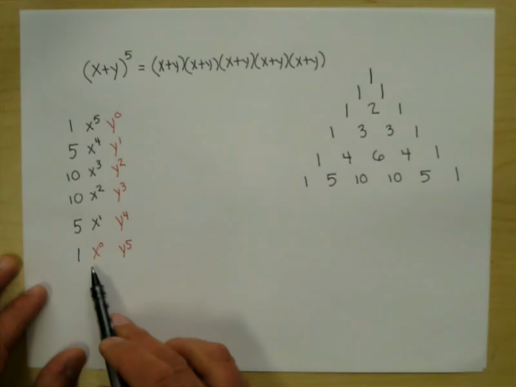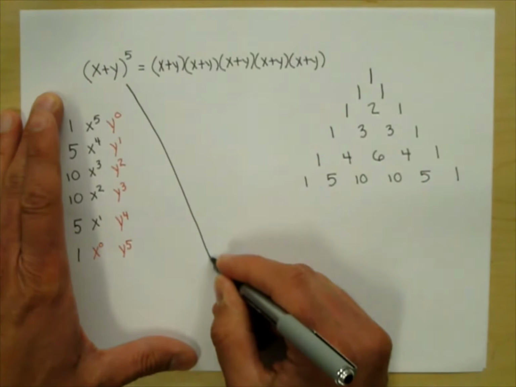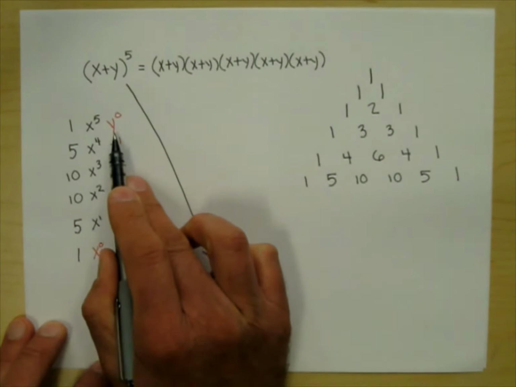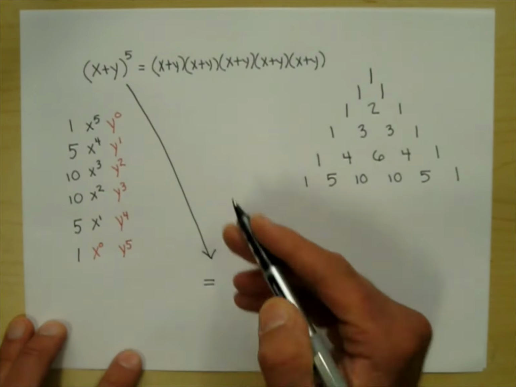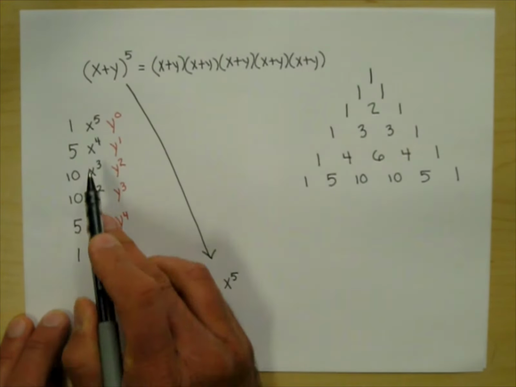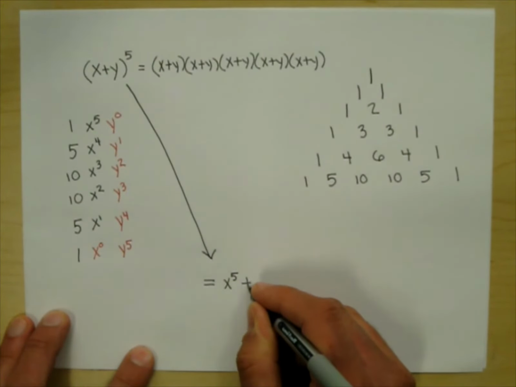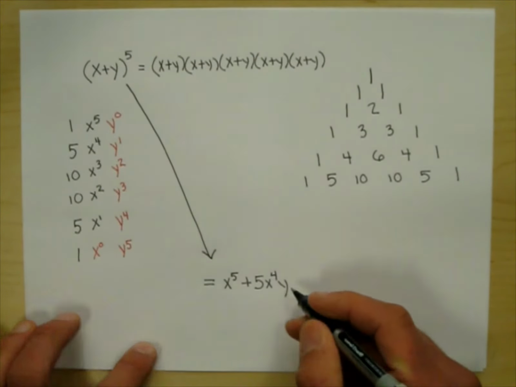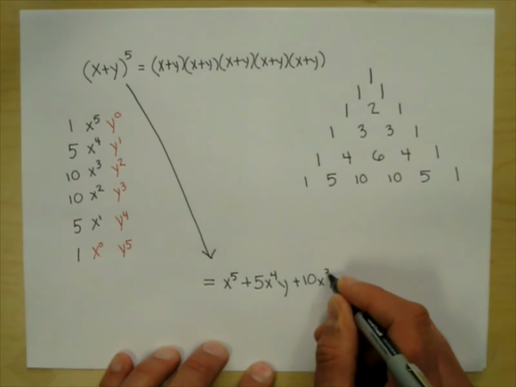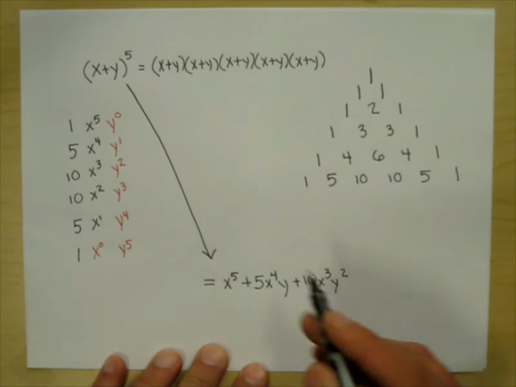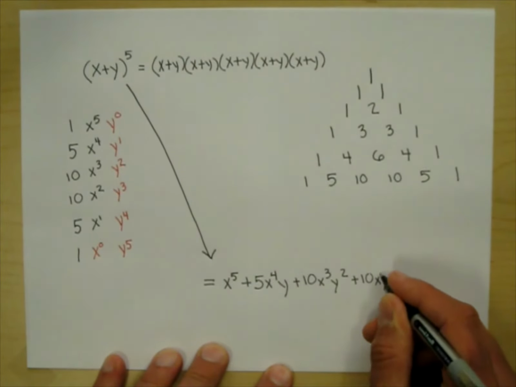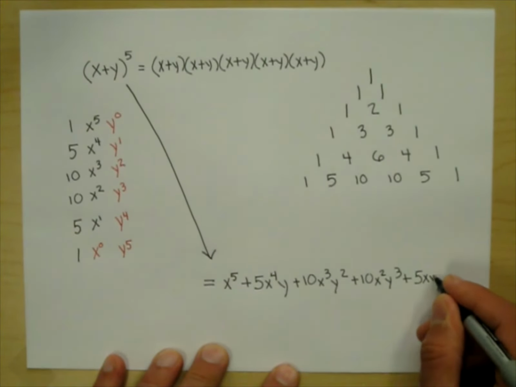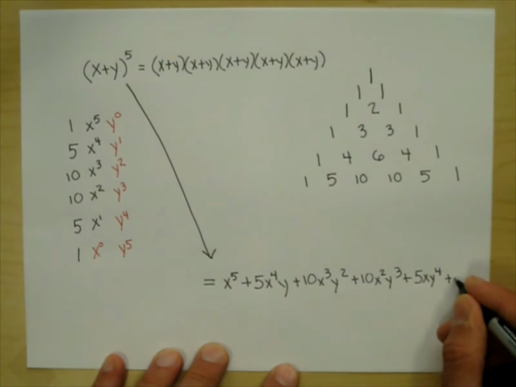Now what I'm going to do is I actually have 6 terms. So this thing right here, the first term is 1 times x to the fifth times y to the 0. Y to the 0 is 1. So this is x to the fifth. The next one is 5x to the fourth y. The next one is 10x cubed y squared. 10x squared y cubed. 5xy to the fourth. And then the last one is y to the fifth.